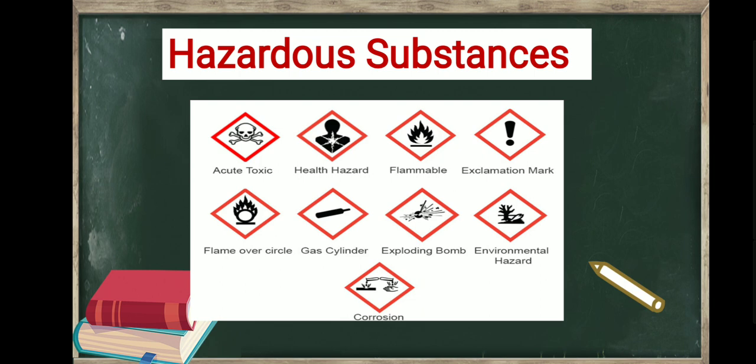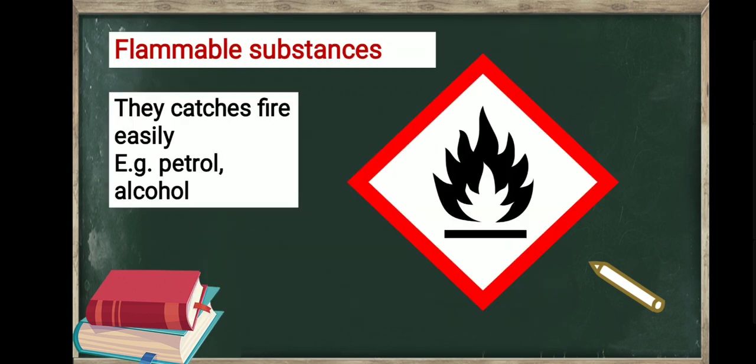The next topic is hazardous symbols, because in the laboratory, to know about the apparatus and their uses, you also have to know about the hazardous substances and the symbols that are drawn to tell about these substances, because they are dangerous and we have to follow some precautions when we are using them. The first one is flammable substance. They catch fire easily, for example petrol and alcohol, and you can see the sign of fire. Wherever you see this sign, you will know that it is a flammable substance and we have to take it away from the fire.